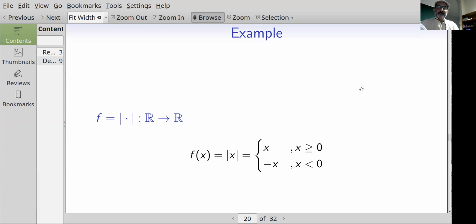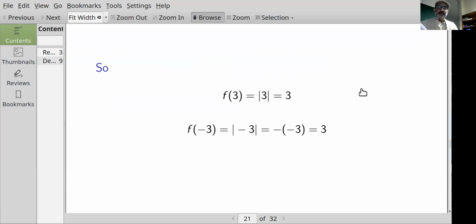Next example, the absolute value function. I'll remind you the absolute value function. If x is greater than or equal to 0, the absolute value of x is equal to x. When x is negative, we multiply by minus 1. The absolute value of x equals minus x. You multiply by minus 1 to return a positive number.